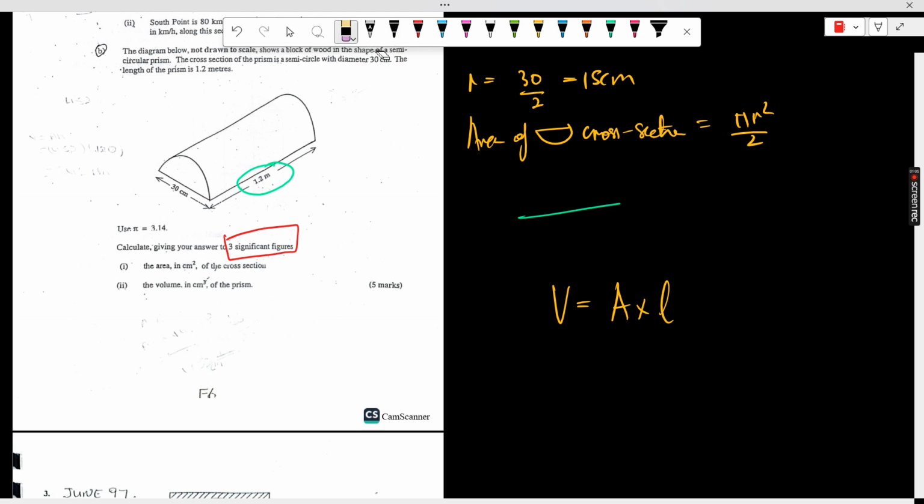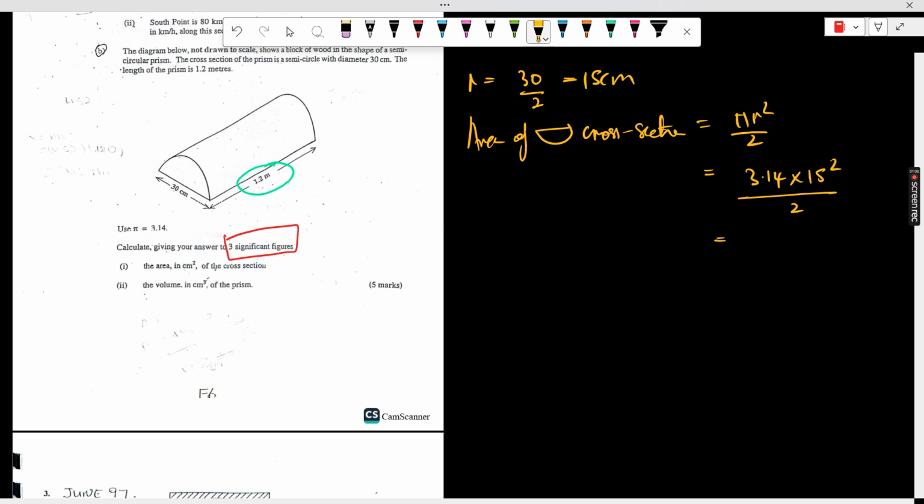And we're told to use pi as 3.14. You have to pay attention to those instructions. Sometimes they tell you to use pi as 22 over 7. Other times they give you 3.14. This is 3.14 times 15 squared divided by 2. Now, I'm going to write this down to a large number of significant figures, but I want you to tell me what is the answer correct to three significant figures.